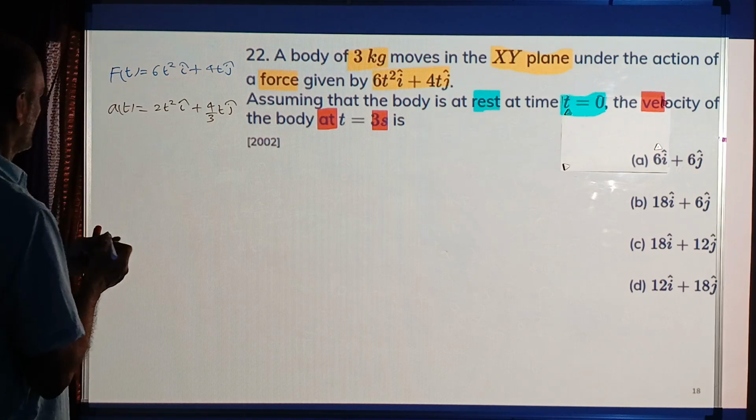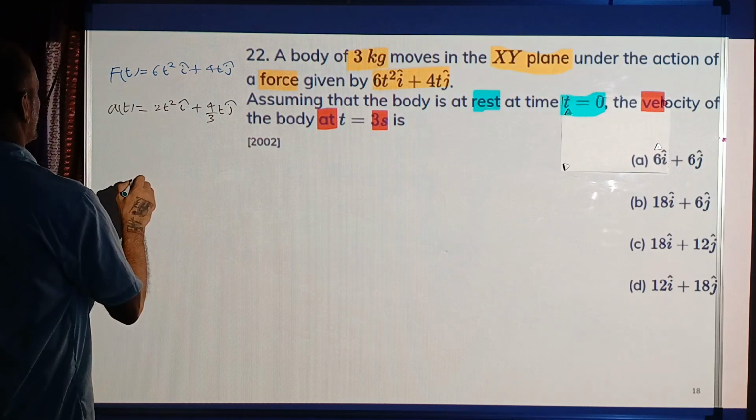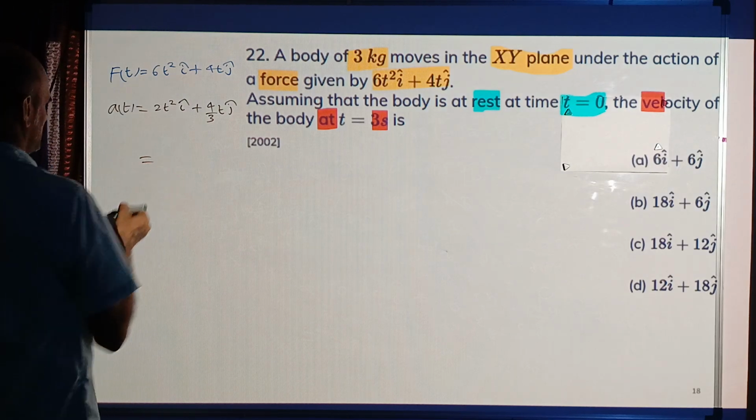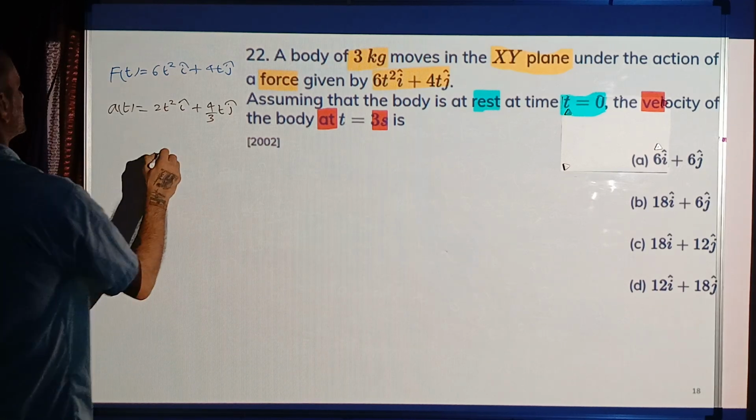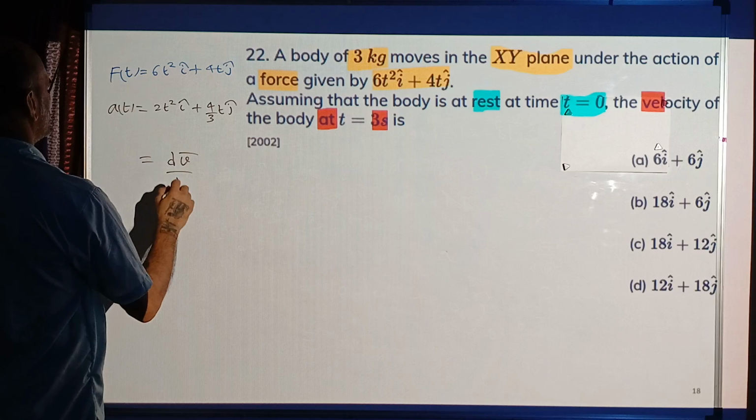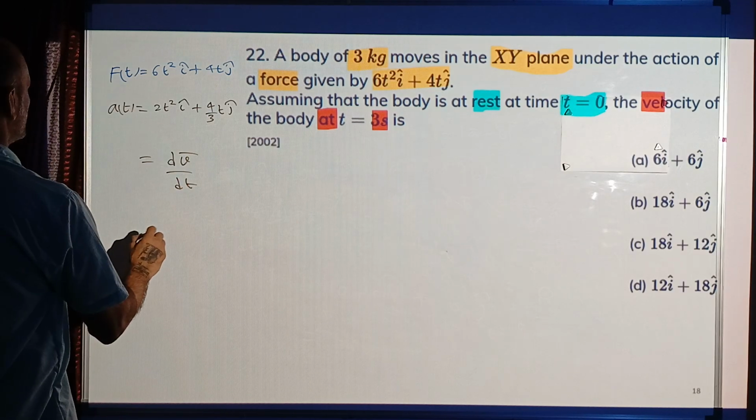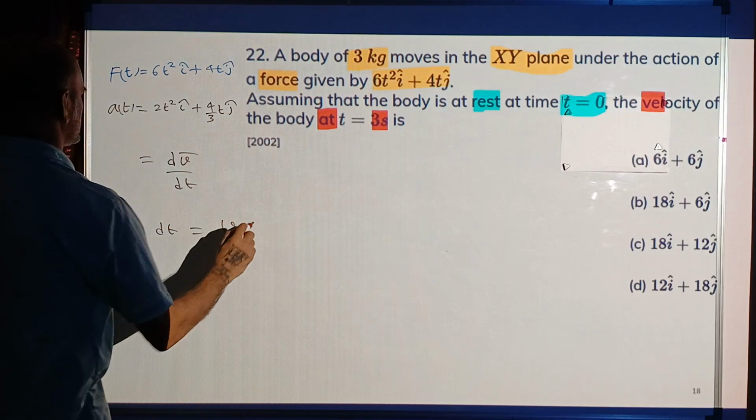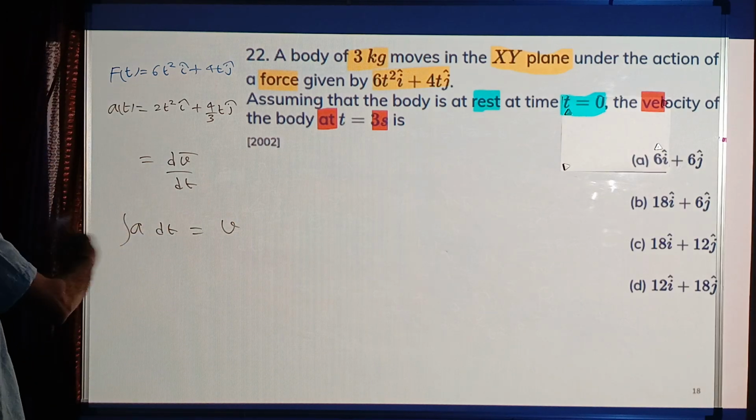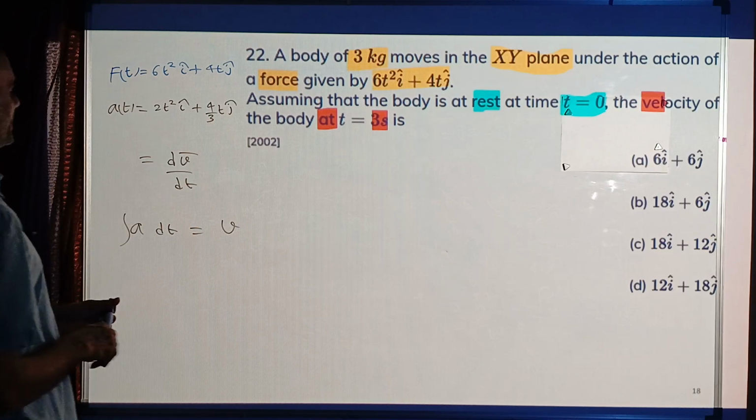So velocity from the acceleration: the relation between acceleration and velocity is that acceleration is defined as the rate of change of velocity, dv by dt. So you have to integrate both sides. That will give the integral of a dt as velocity. Integrate a dt on both sides, and you'll get this.